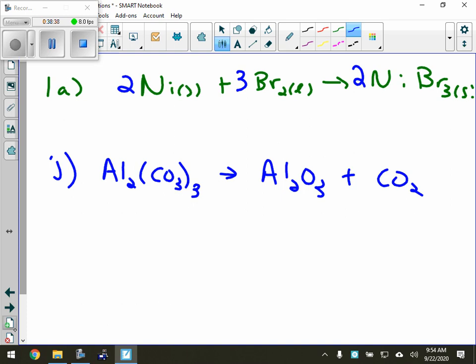What you have to remember is, that's Al2, yes? That's 2 aluminums. And then you go here and say, that's 2 aluminums. I'm on a roll, right? Look at me go.